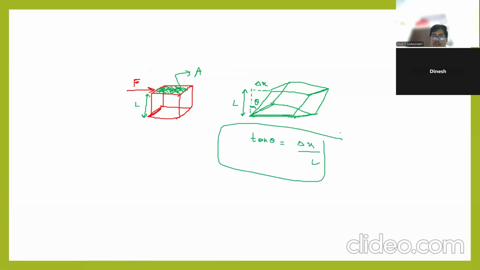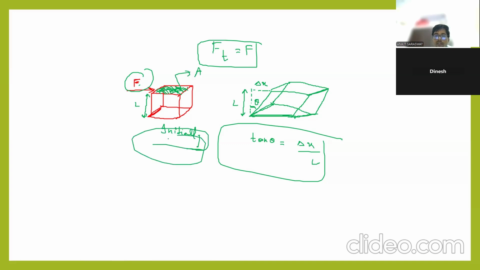When this theta is less, what is the meaning of that? I will tell later, okay? If you remove this tangential force, here Ft, the tangential deforming force, is F, which is parallel to the surface. If you remove this, it again comes back. The cube which you have shown initially, before deformation, you will gain the same after removing the deforming force.